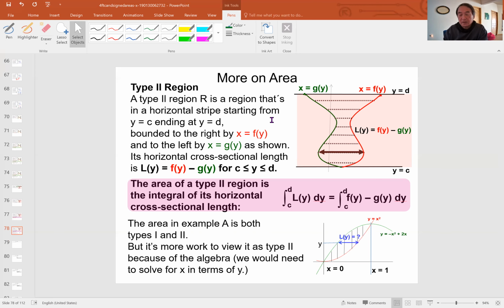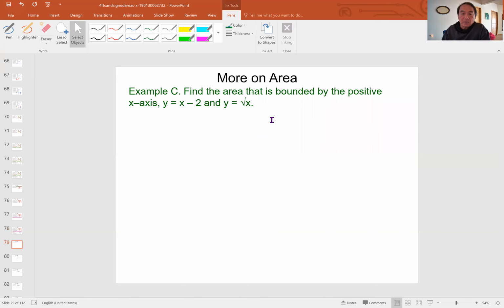And this particular example, I can do it both ways. I'll leave it up to type 2. We did type 1, but you can figure out how to do this in type 2. Here's an example where if you do it one way, it's more difficult because it's more work, but if you do it the other way, it's less work.